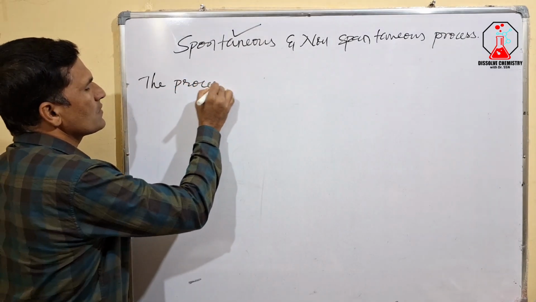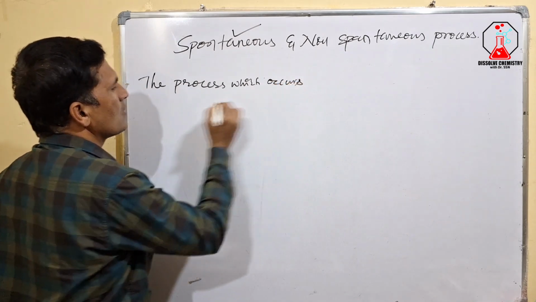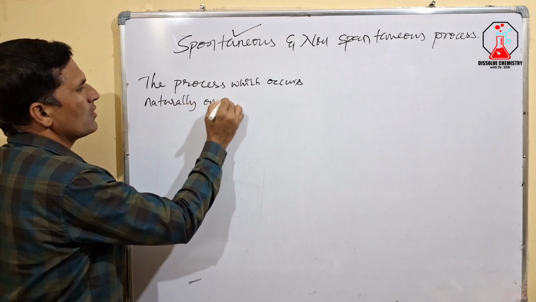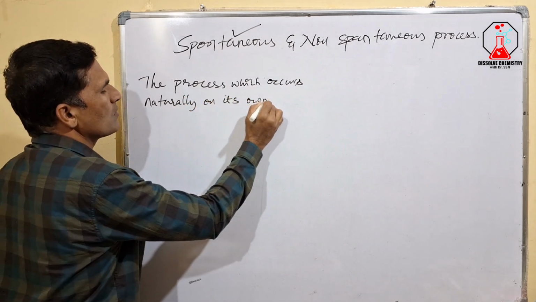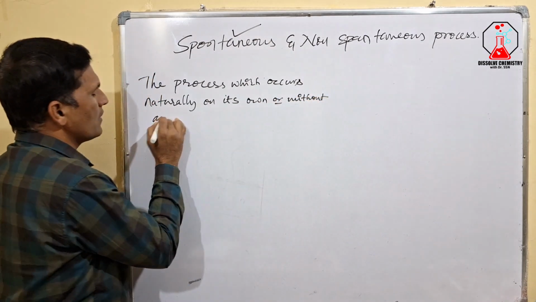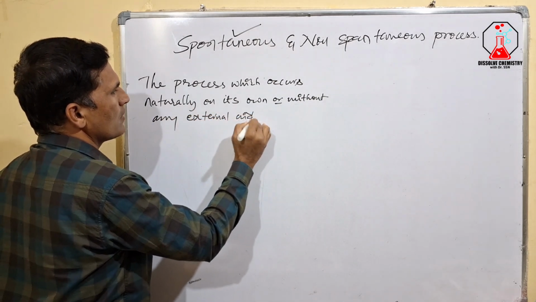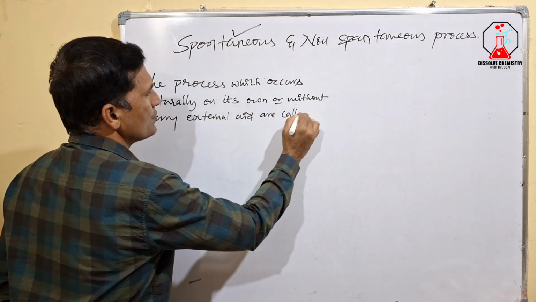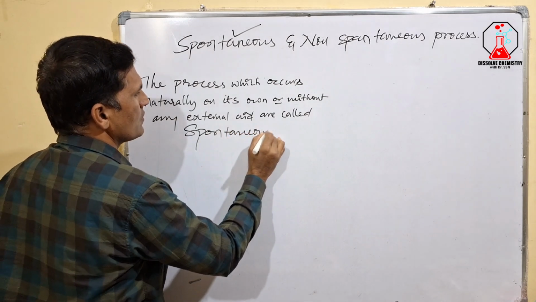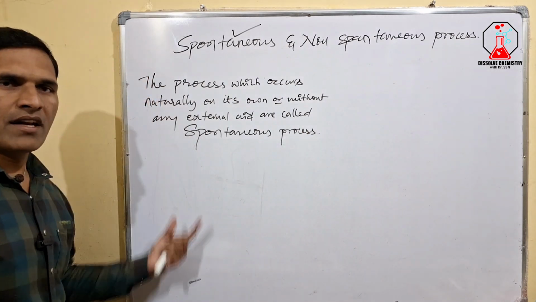Let us write the definition. The process which occurs naturally, on its own, or without any external aid, is called a spontaneous process. Already I have given several examples.